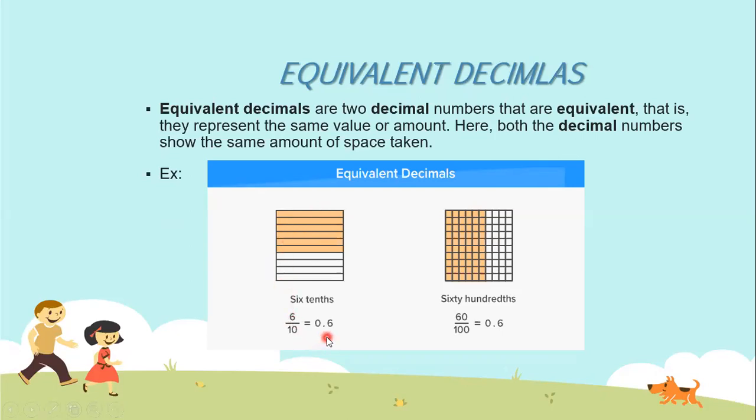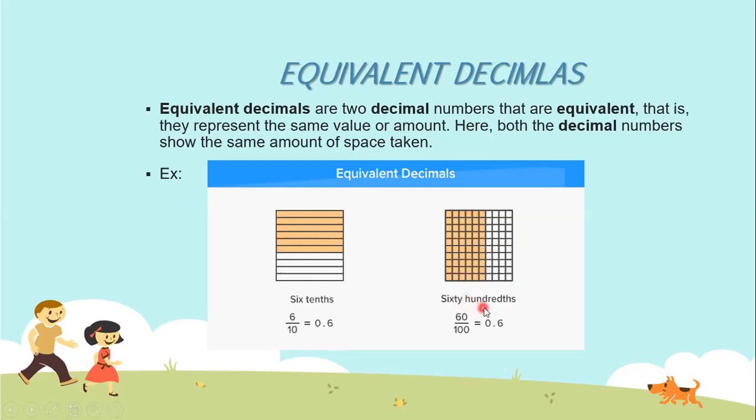So 6 by 10 comes to 0.6. How do you represent it? Here they have taken 10 lines, and in this, 6 lines are shaded. So how many are shaded, divided by the total: 6 by 10. This you will get as 0.6.